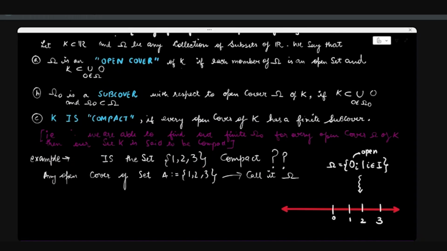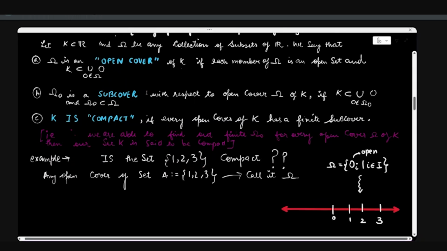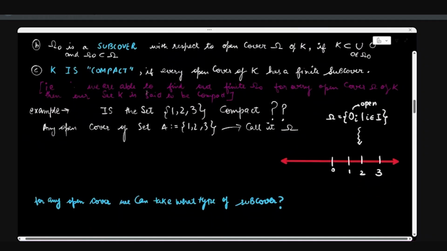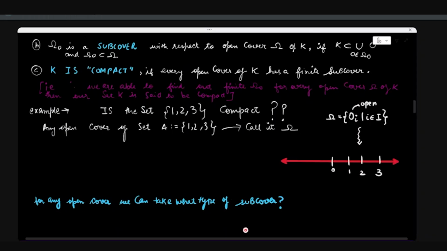To prove that the set is compact, what we need to do is: if you give me any open cover, I should give you a finite subcover. That's essentially the thing we have to do. So let omega be the collection of O_i, where i is any arbitrary index set. Then which open cover can I take?